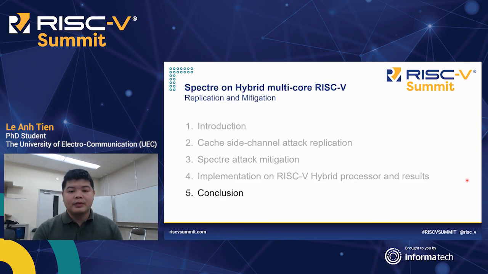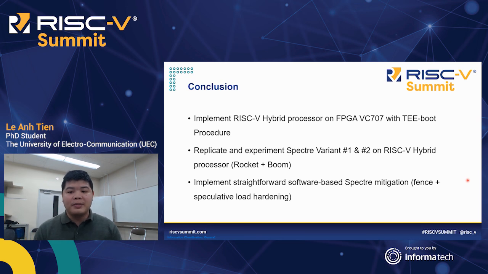So, to conclude, this work has designed multiple experiments and scenarios to examine the side-channel attack via the cache on the RISC-V hybrid processor. We have implemented the attack scenario on the software simulation, the bare-metal program, and on the remote Linux, to run on the physical FPGA board. Spectre variant 1, the bounds check bypass, and Spectre variant 2, the branch target injection, successfully exploit the out-of-order core BOOM in the multi-core hybrid processor.